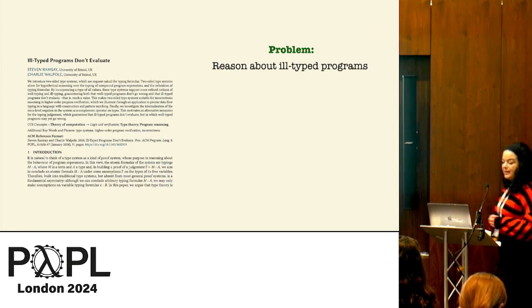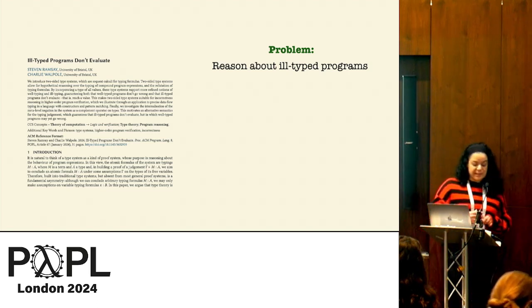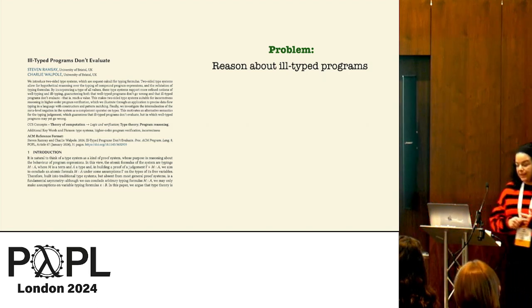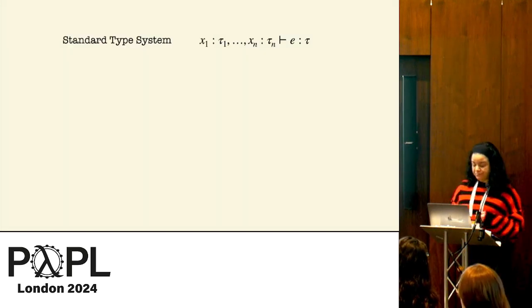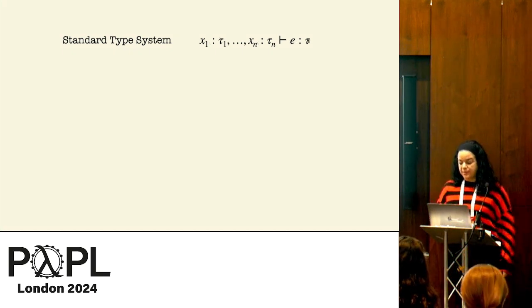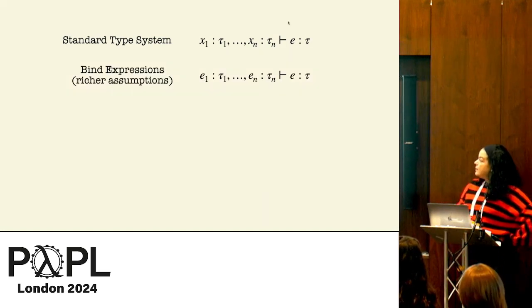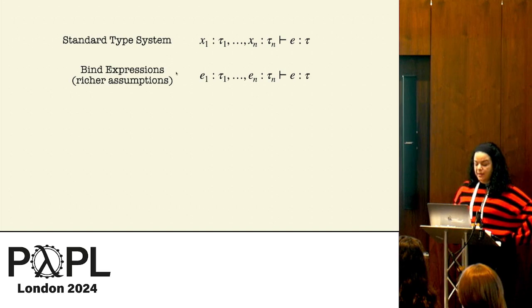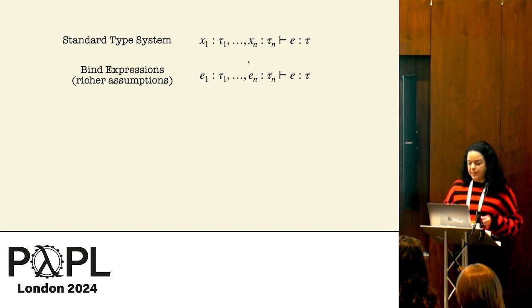Okay, and then the last paper states that ill-typed programs do not evaluate, and the goal is to reason about ill-typed programs. So this is a standard type system. It has, on the left-hand side, it binds variables to types, and then concludes that some expression has a type. Okay? So the first step in this paper is they say, I don't want to bind only variables, I'm going to bind arbitrary expressions, so that I have richer assumptions. So by binding arbitrary expressions, I can talk about length of lists or true, false, arbitrary predicates.